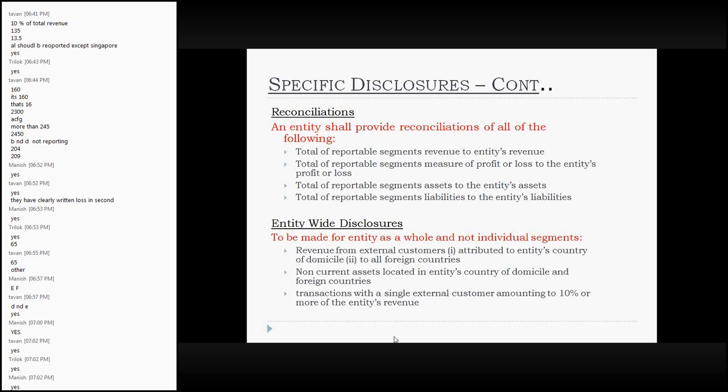Entity-wide disclosures are to be made for the entity as a whole and not for individual segments. Revenue from external customers attributed to the entity's country of domicile and to all foreign countries has to be shown separately. Non-current assets located in the entity's country of domicile and foreign countries, and transactions with a single external customer amounting to 10% or more of the entity's revenue. Now this single external customer may be a country, a region, a place, or one person as well. So single customer doesn't mean one person; it may be one company, one region, one place, one country from which the entity is earning more than 10% of the entity's revenue.